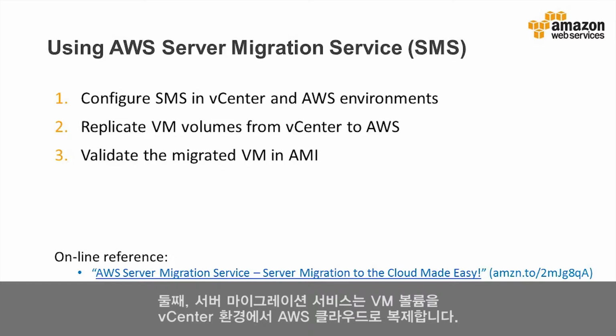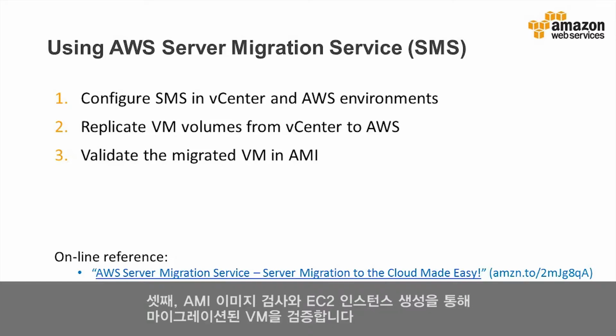Second, let the Server Migration service replicate the VM volumes from vCenter environment to AWS cloud. Third, validate the migrated VM by inspecting the AMI image and creating EC2 instance.